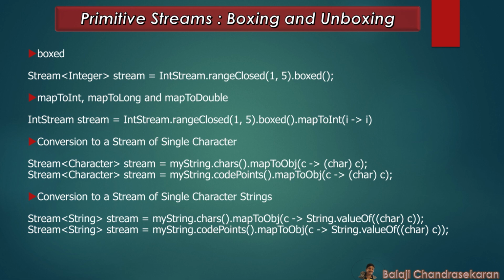Boxing and unboxing operations, which help in conversion between primitive types and their corresponding wrapper classes, can have a performance overhead, especially when dealing with large streams. Use boxing and unboxing operations judiciously and consider whether the overhead is acceptable for your use case.